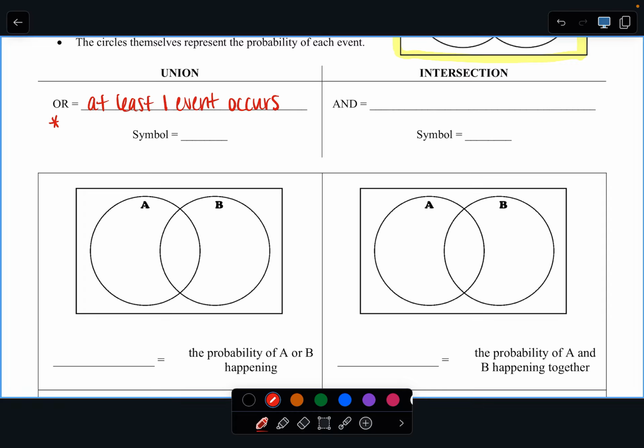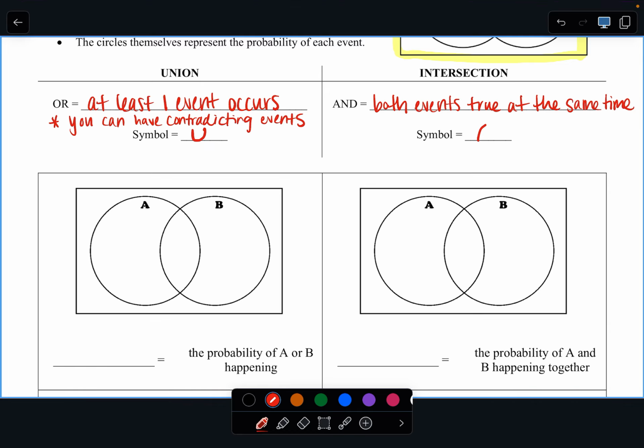So just make yourself a little note. You can have contradicting events. We'll put it that way. And so the symbol for or is our little U. The and is both have to be true at the same time. Both events true at the same time. And so this is going to be our and statement. And what you'll notice, especially for Venn diagrams, the intersection is the and. So the place where they overlap is the and.